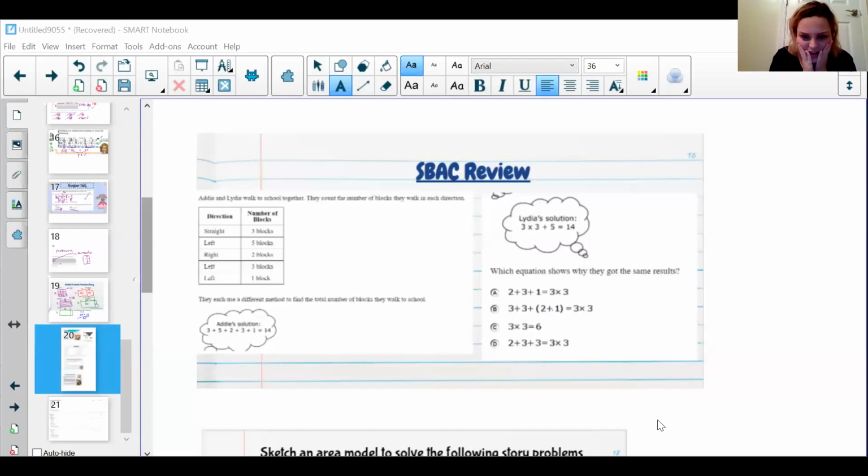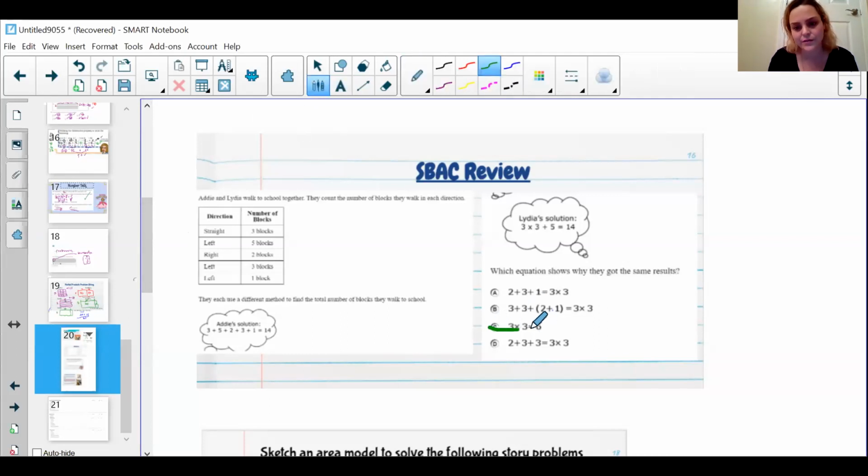And here we go. All right, so let's look at it. I think we could probably immediately eliminate option C, because 3 times 3 we know gives you a product of 9, so there's no way. And also when we're talking about option A, 2 plus 3 is 5 plus 1 is 6, and 6 is not equivalent to 3 times 3 because we know 3 times 3 is 9.